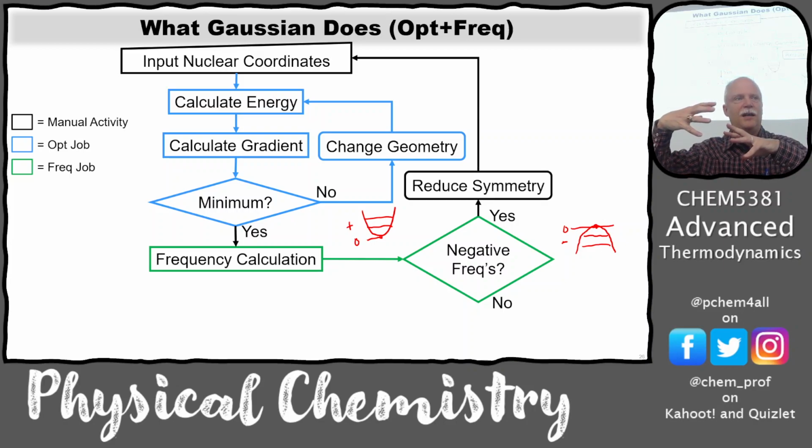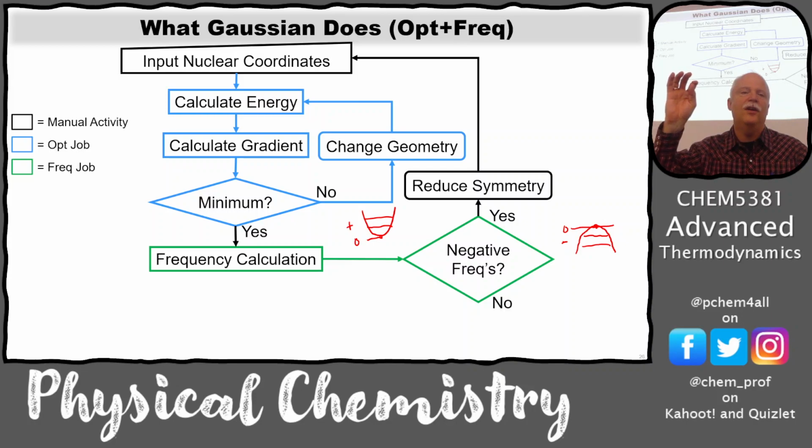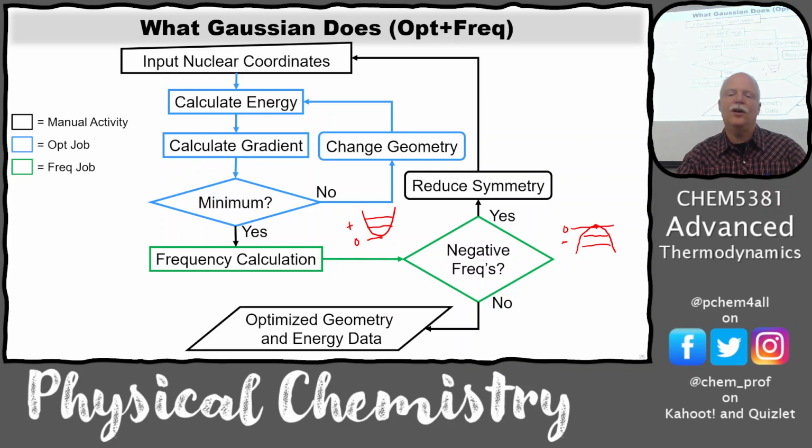So you manually go in and reduce the symmetry. So I would change that molecule somewhat so that that atom or bend or angle can go downhill, and then start over. So when I reduce the symmetry, I do that manually. I give it a whole new set of nuclear coordinates and start the calculation again. So I'm trying to find that global minimum where everything is at the bottom of a well. So if I go through this again and I end up calculating the frequency and I have no negative frequencies, those are called imaginary frequencies as well, then I have the optimized geometry and energy data.